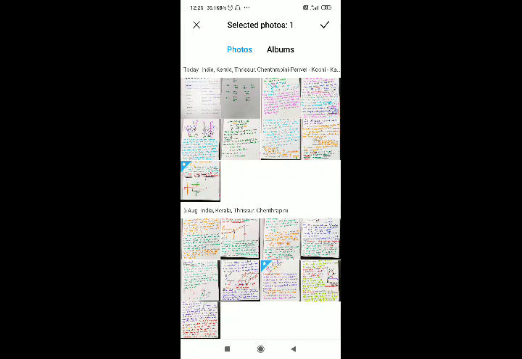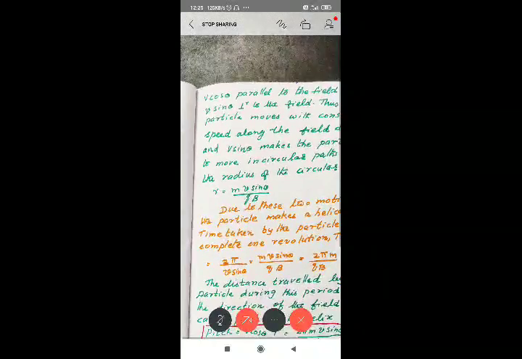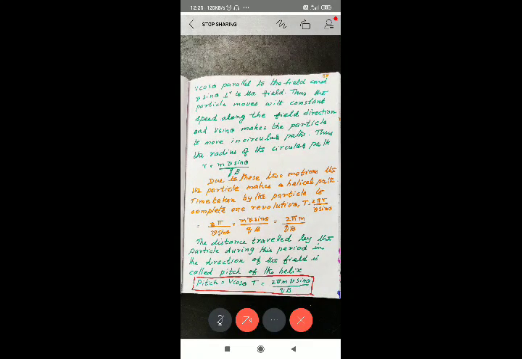Equations are here. So V cos theta is parallel to the field and V sin theta is perpendicular to the field. Thus the particle moves with a constant speed along the field direction, and V sin theta makes the particle move in a circular path. Thus the radius of the circular path R equals mv by bq.